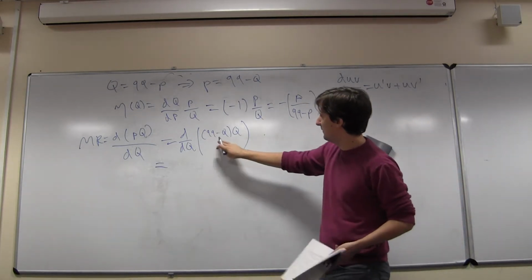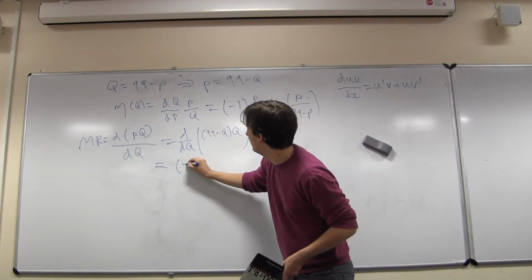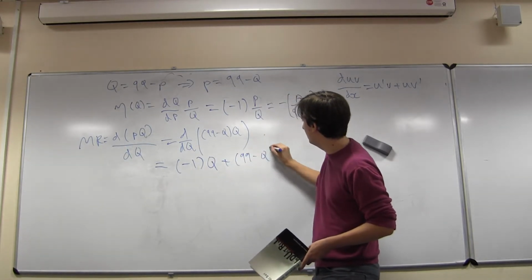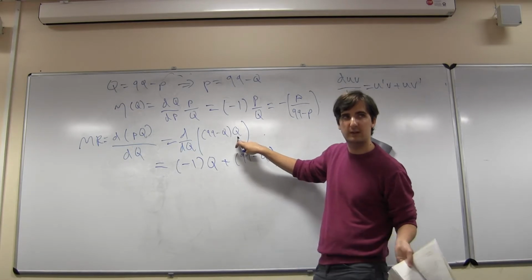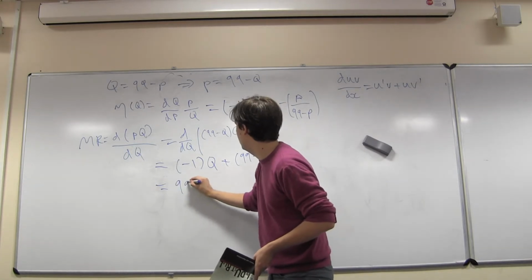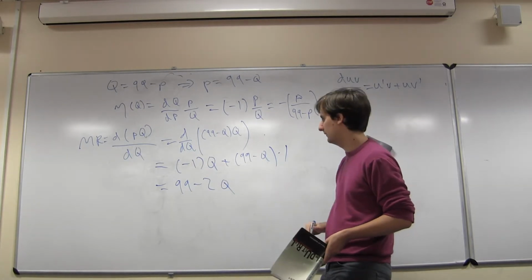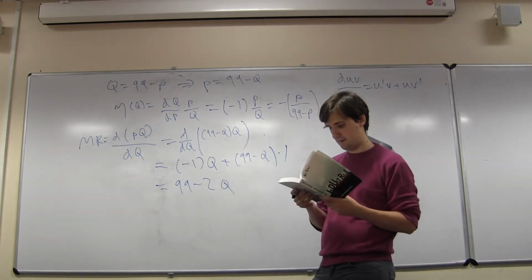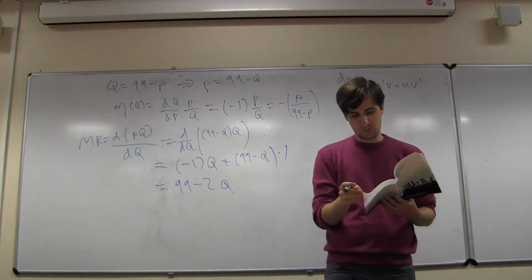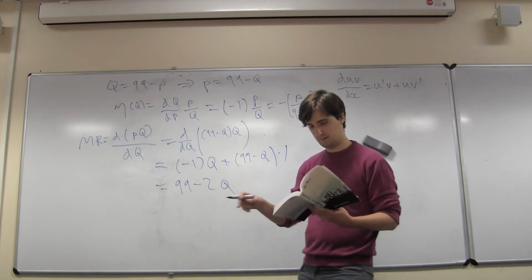Okay, so what's the derivative of 99 minus Q? Minus 1, yeah. So this is minus 1 times Q plus 99 minus Q times the derivative of Q, which is 1. Okay, so this is 99 minus 2Q. We've got a minus Q there, we've got a minus Q there. So that's our marginal revenue. And it says, at what output level does marginal revenue equal 0? So it's going to be 99 divided by 2, right? That's easy.